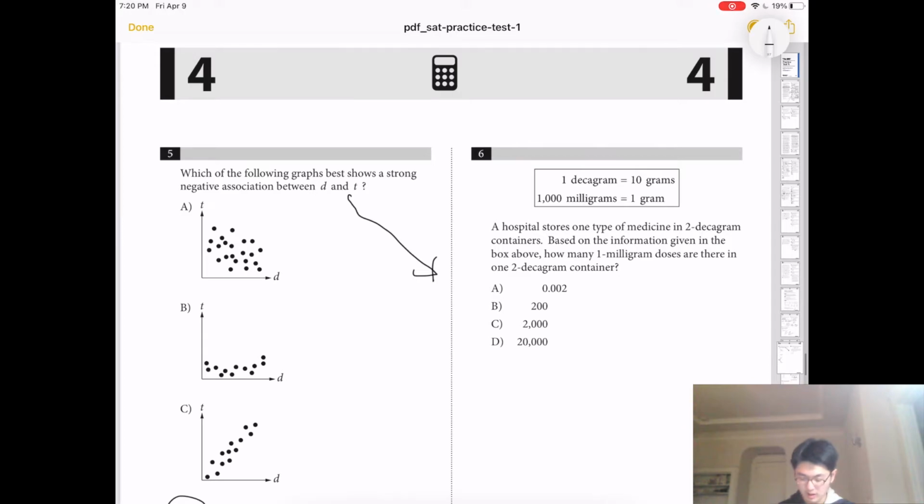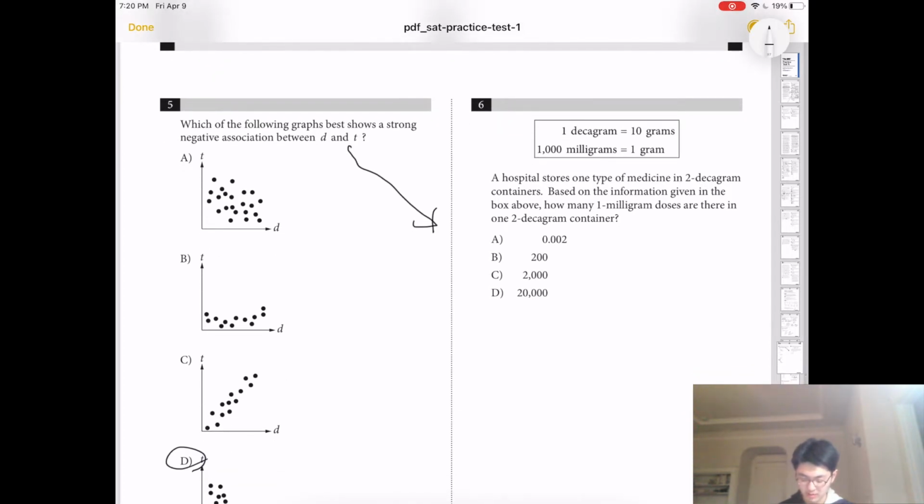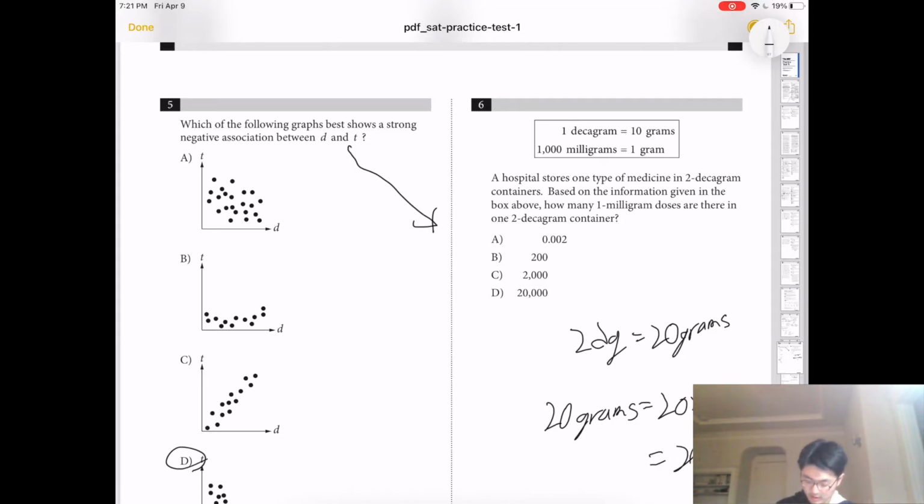And number 6, a hospital stores one type of medicine in 2 decagram containers. Based on the information given in the box above, how many 1 milligram doses are there in 1 decagram container? Okay, so 2 decagrams is 20 grams. So that would make 20 grams 20 times 1,000 milligrams, which is 20,000 milligrams. So the answer would be D.